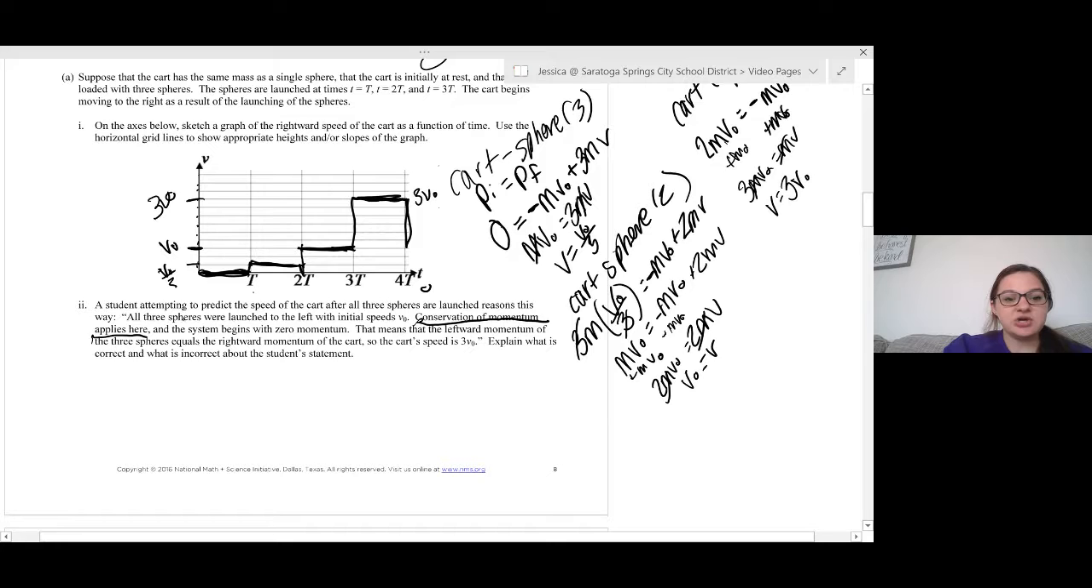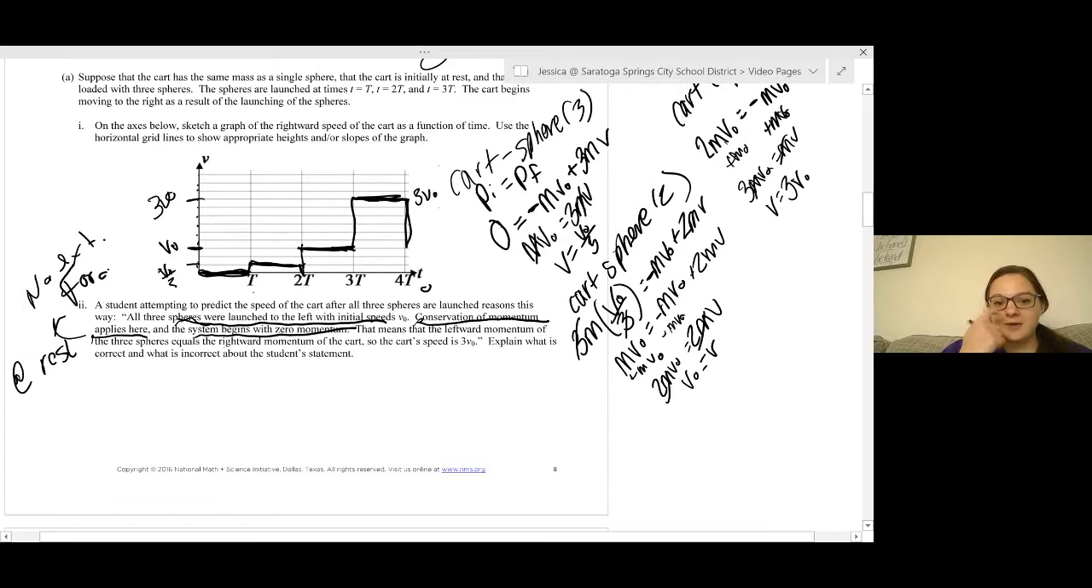So they are launched to the left with a speed v0. Conservation of momentum does apply here because there's no external forces, because there's no friction. The system begins with 0 momentum. That is also true because we start at rest. So this means that the leftward momentum of the 3 spheres equals the rightward momentum of the cart. So the cart's speed is 3v0.